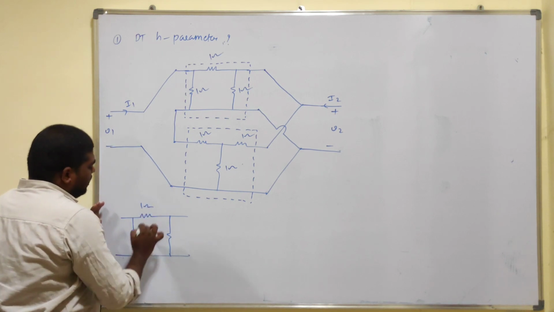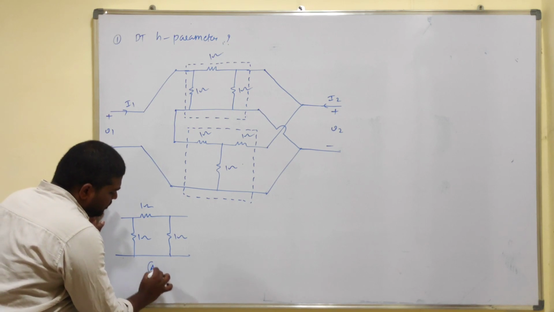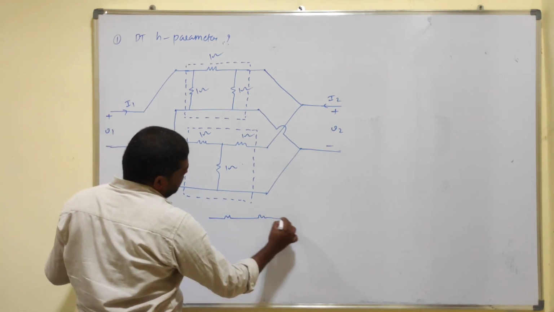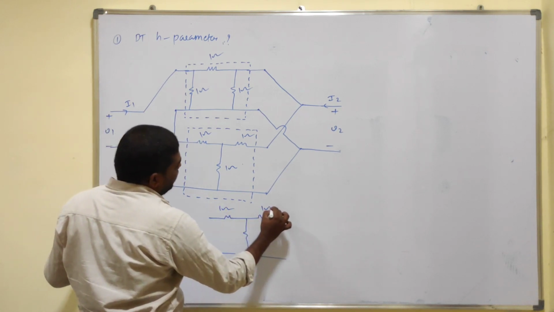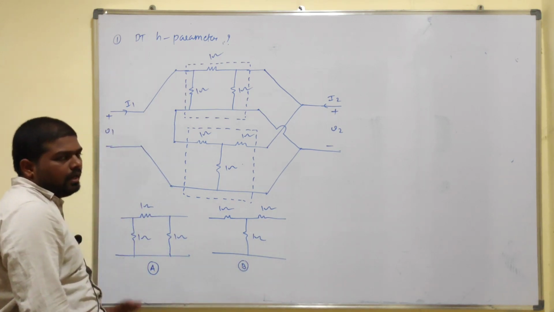All are having 1 ohm, right? So this is network A. Just assume it as network A. And network B is what? This is your network B. 1 ohm, 1 ohm, and 1 ohm. This is your network B, right?